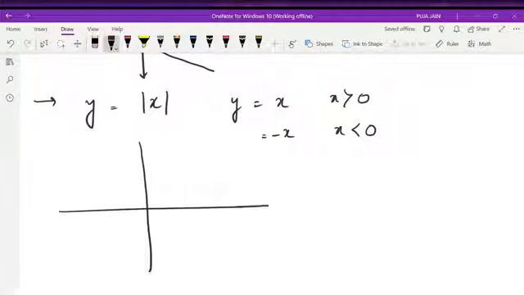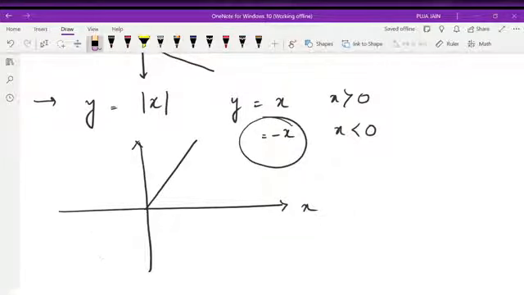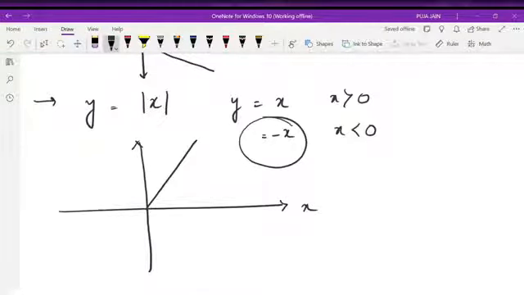But for positive values of x, we are getting this, right? This is our equation. But this part is not valid, because we are getting y equals minus x. So this part we will cancel, and for negative x we will get this equation. But again this part is not valid, because for the positive part y is proportional to x. So the ultimate result we will get is this. This is our graph for y equals mod of x.